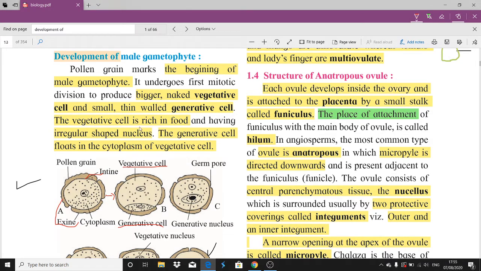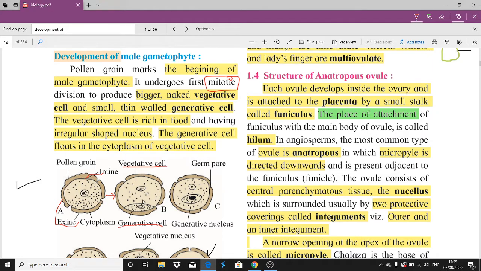So this is the first part, where we are talking about the first mitotic division. Mitotic division means when the cell undergoes mitosis, two cells are formed from one cell, right? So here is mitosis, this is the first division. Now it forms two types of cells by the first mitotic division. The bigger one is the vegetative cell, and the smaller, thin walled cell is called the generative cell.